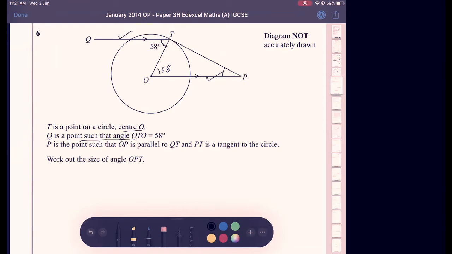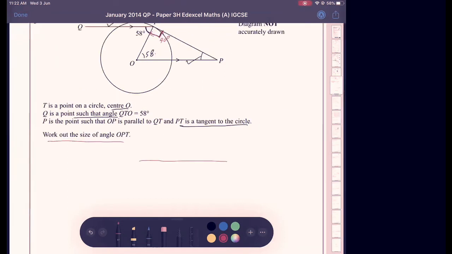And it is given that PT is tangent. If PT is tangent, we can say that the angle between the radius and tangent is always 90 degrees. So that is 90. This is 58. They are asking to find angle OPT. So this is a right angle triangle. I will draw the right angle triangle over here.